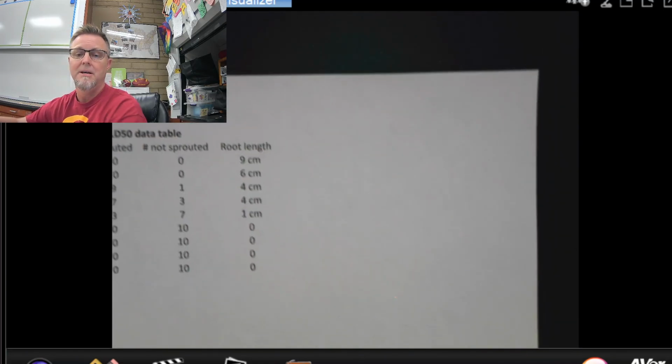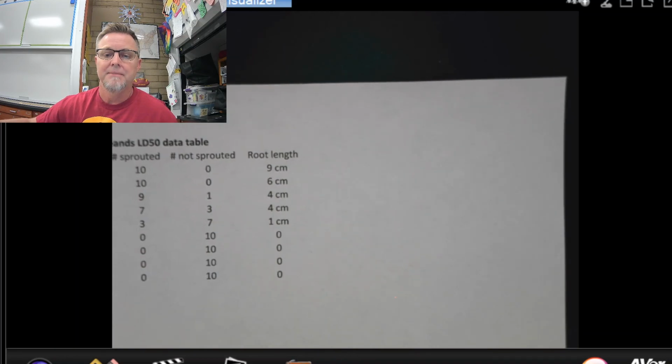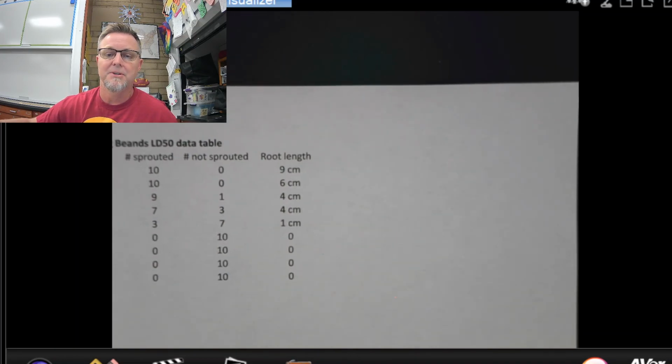Here we go. Okay, so this is LD50. Here's my bags, the number sprouted, the number not sprouted, and the root length. So if you need to pause the video for a moment to get these numbers down, by all means, go right ahead. But these are the numbers that we're going to use and then calculate our LD50 from that.